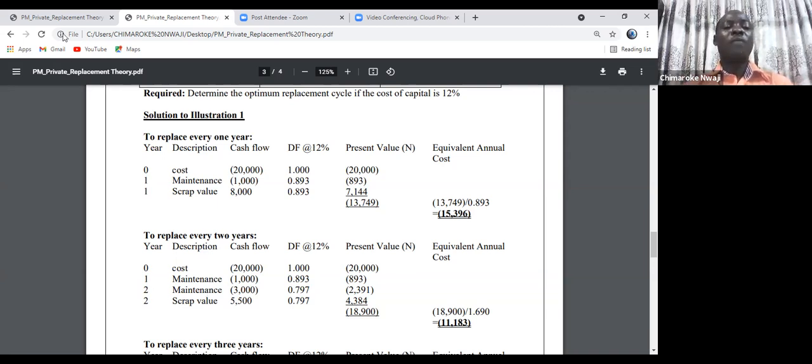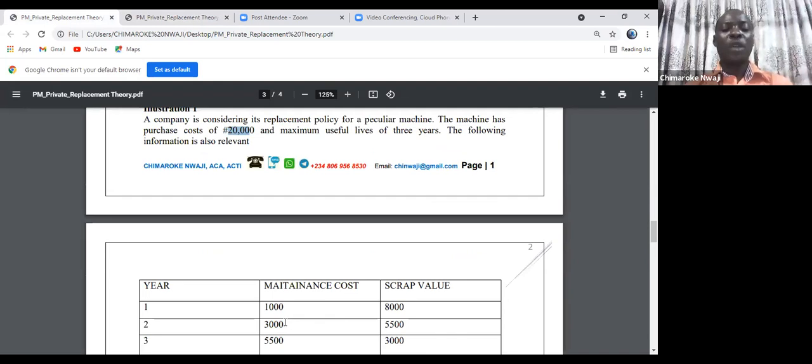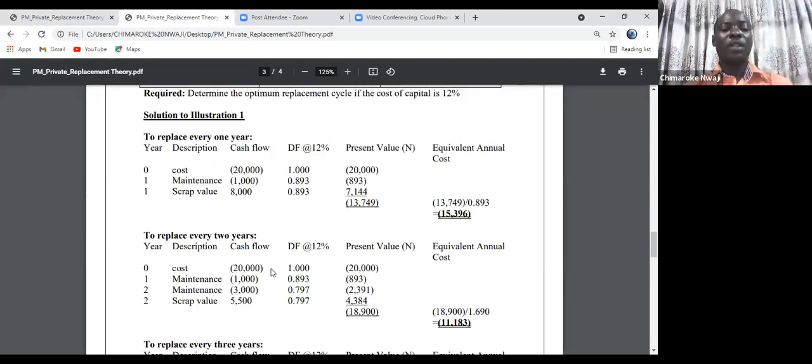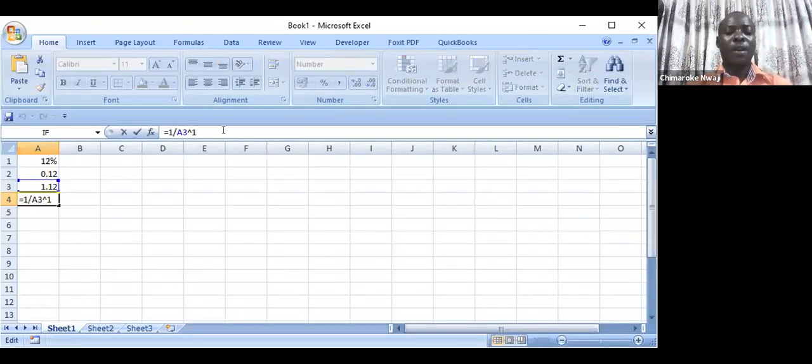You will now have your maintenance cost for year 2. We're told that the maintenance cost is 3,000. And so that is the maintenance cost, 3,000. What is the discount factor for year 2 if it is 12%? Let's go back to our discount factor and see. Okay, now let's go to our Excel. If I change this power to 2, wow, it has changed our discount factor to 0.797.